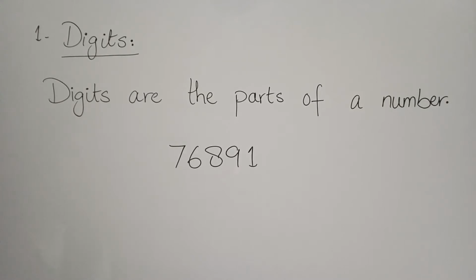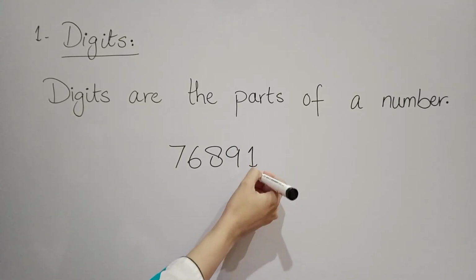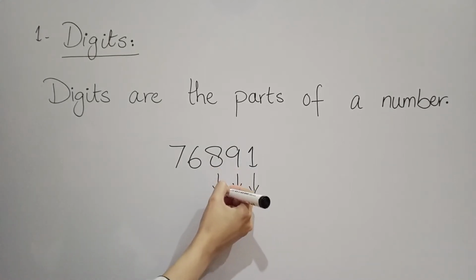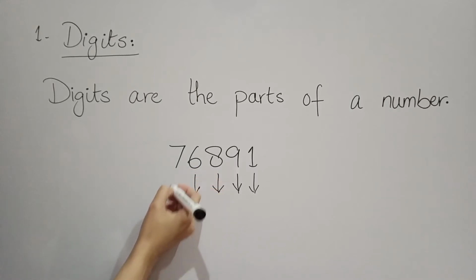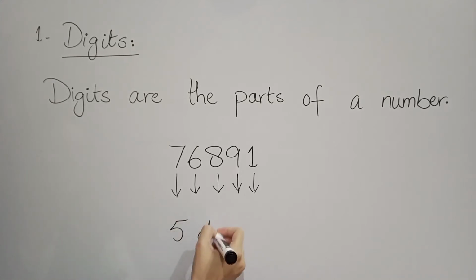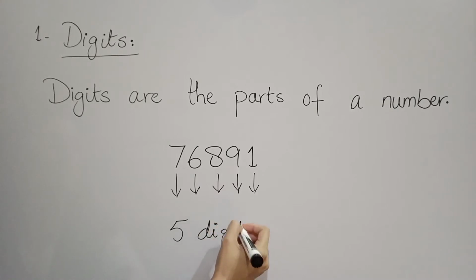And now it's your turn to find how many parts or digits are there in a number 76,891. So can you guess? Let's do it together. From your right, 1, 2, 3, 4, and 5. So, yes, there are 5 parts or digits in this number. Very well done.